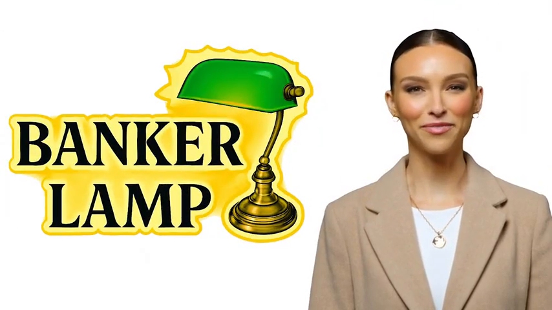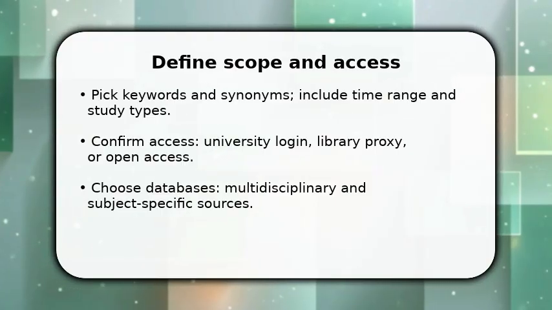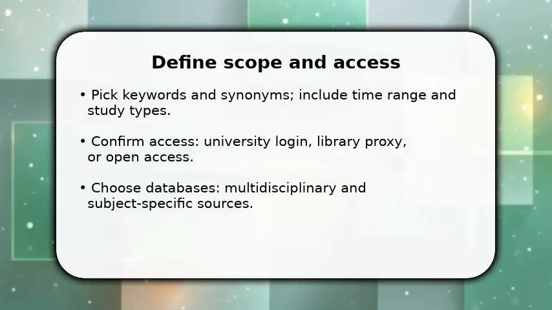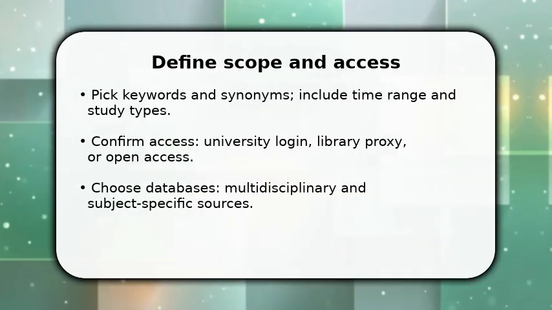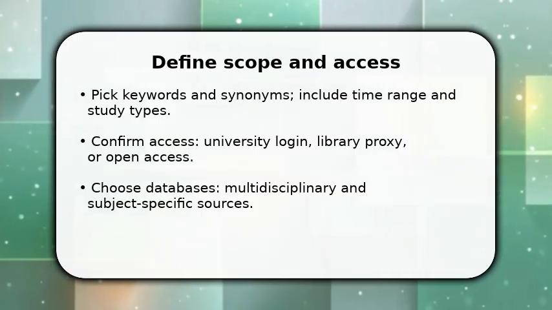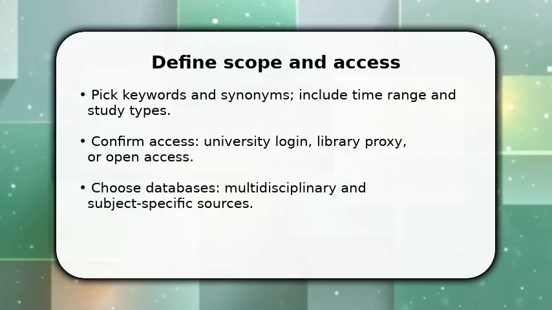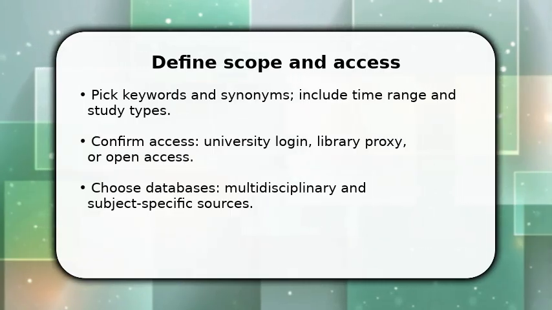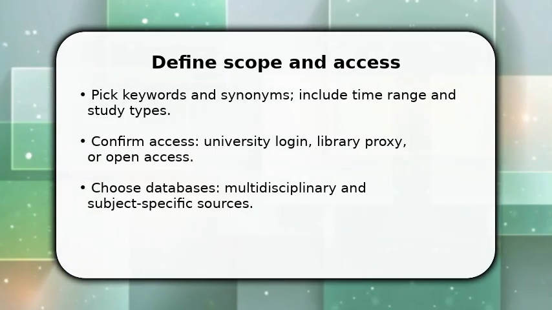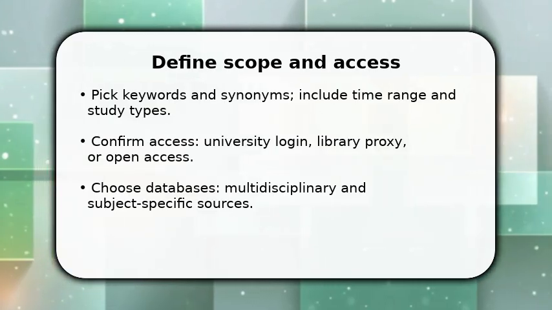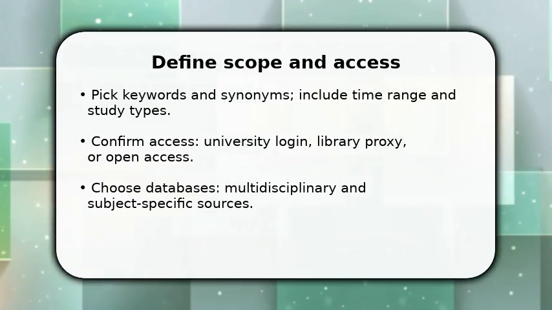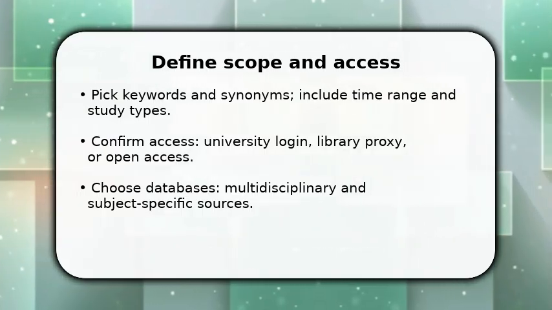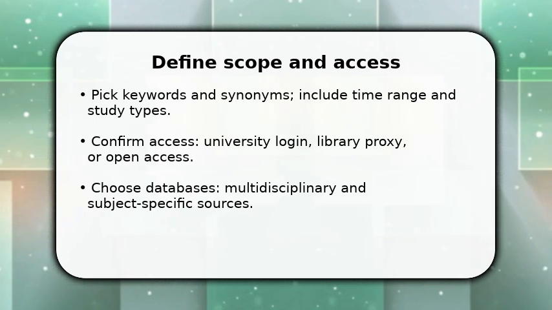Please enjoy the video. You start by narrowing scope and securing access. Choose 4-8 focused keywords and 2-3 synonyms. That helps retrieve relevant articles quickly. Once done, verify your access method, university credentials, library proxy, or open access platforms, because access determines what you can download. Then pick databases, one multidisciplinary and one subject-specific. This combination balances breadth and depth. It reduces noise while ensuring you don't miss field-specific journals.